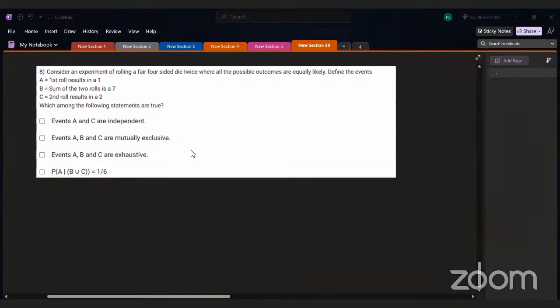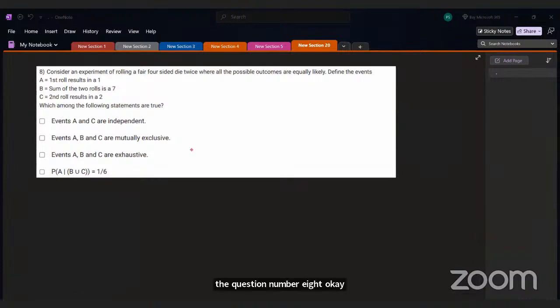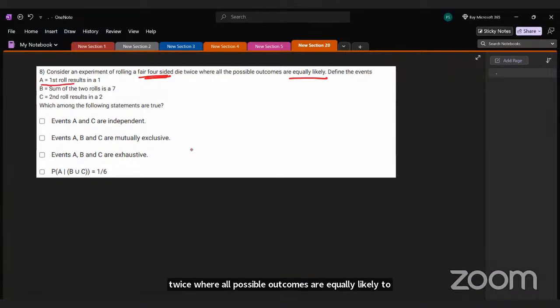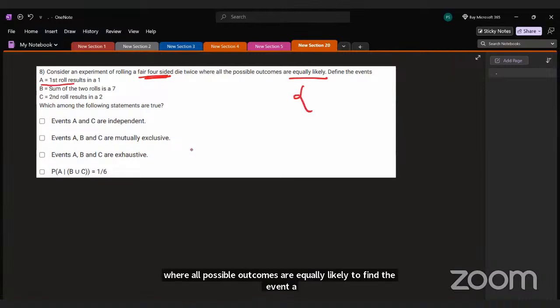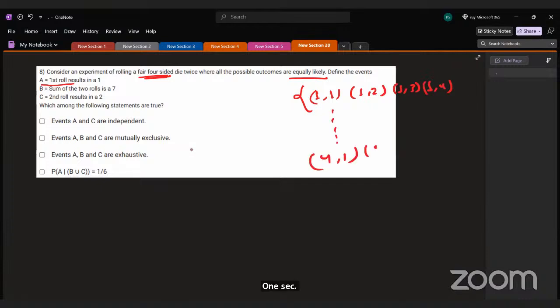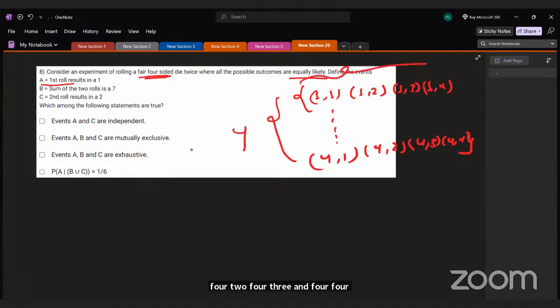This is the next question. Consider an experiment of rolling a pair of four-sided dice twice, where all possible outcomes are equally likely. Define the event A. Okay, so what is the total number of possible outcomes? 1,1; 1,2; 1,3; 1,4. Similarly we'll go up to 2,4; 4,1; 4,2; 4,3; and 4,4. So in total, there will be 4 rows and 4 columns. 16 total outcomes.